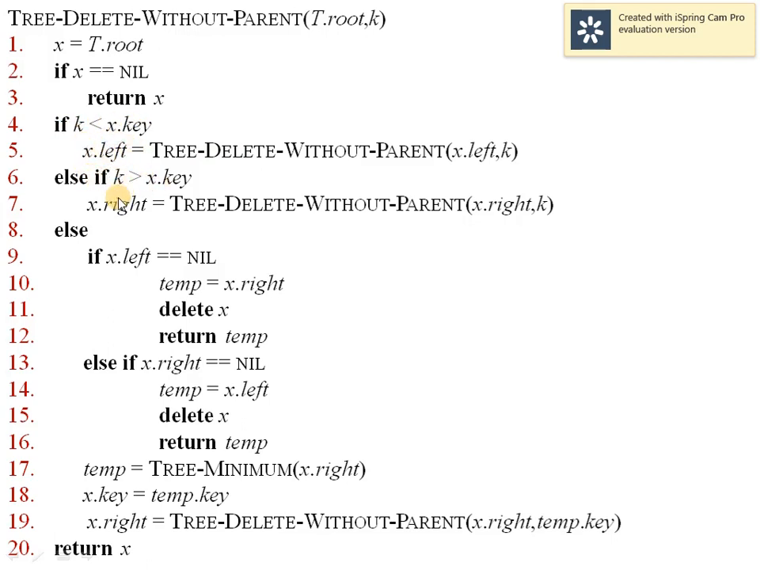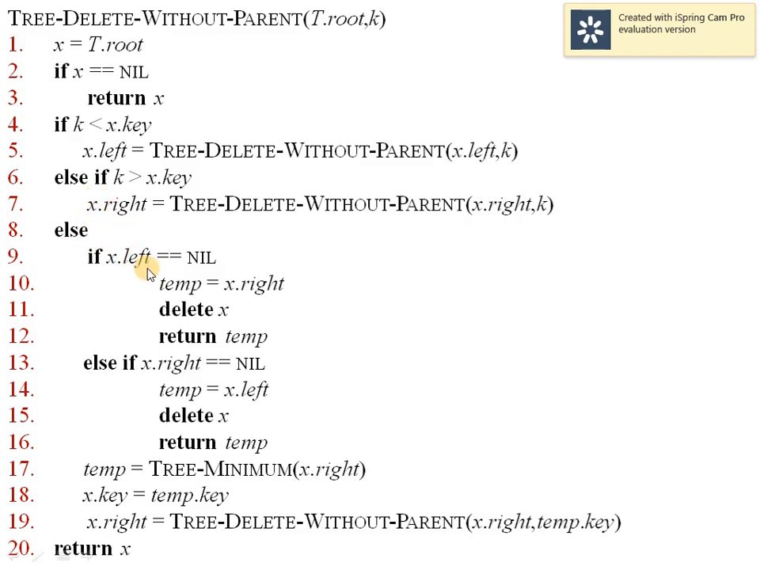Similarly, if we are moving towards the right, it may be the case that we are trying to delete the root of the right subtree of a node. So accordingly, x dot right will be updated, and we call this procedure with x dot right comma k, and whatever value this function returns will be used to update the right pointer of x. And if line number 4 and line number 6 both give us false, that means we have reached a node x whose value is equal to k.